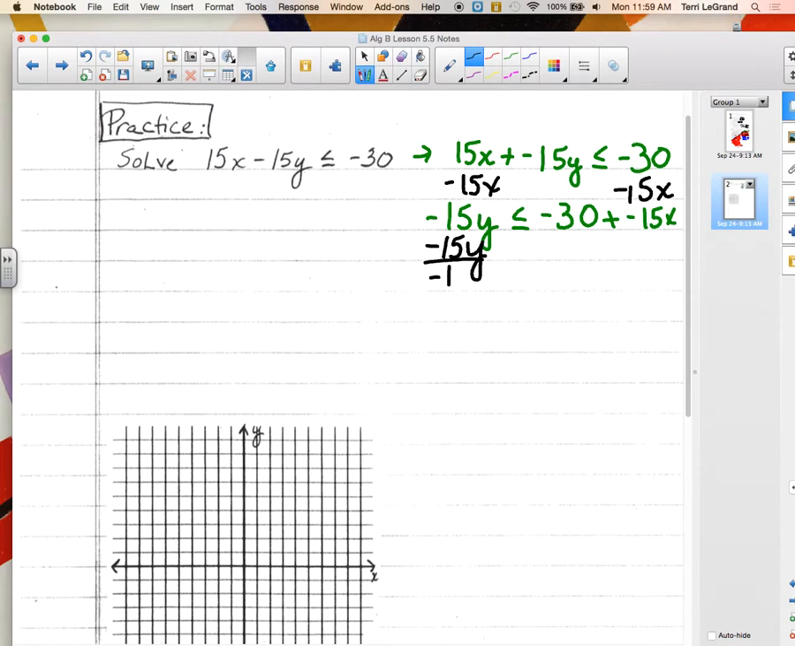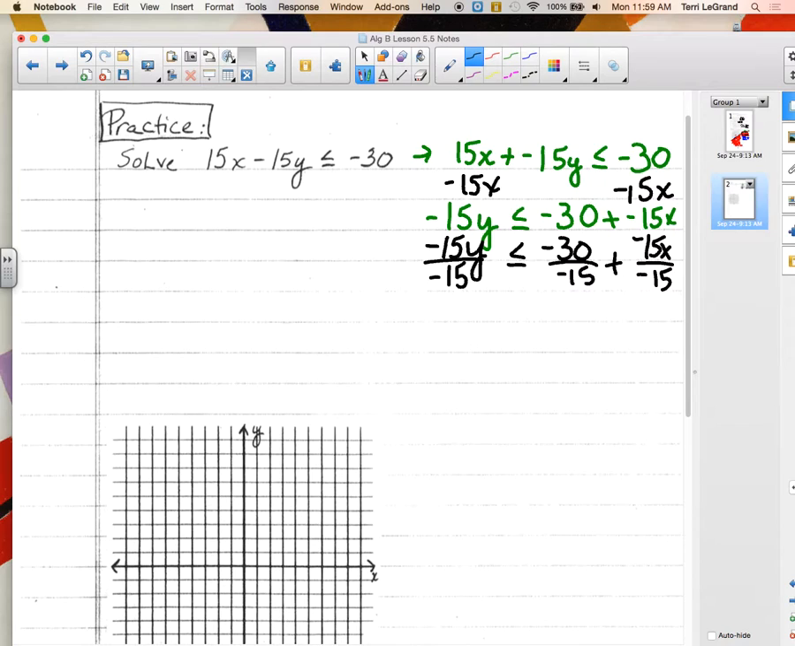Every piece has to get divided by that negative 15, okay? Because we want that y to just be y. So we're going to divide every piece by it. Okay, we're dividing by negative 15. What's going to happen? For right now, I'm just showing the work, so we don't have to switch it yet. I'm just showing that I'm going to divide every piece by negative 15.